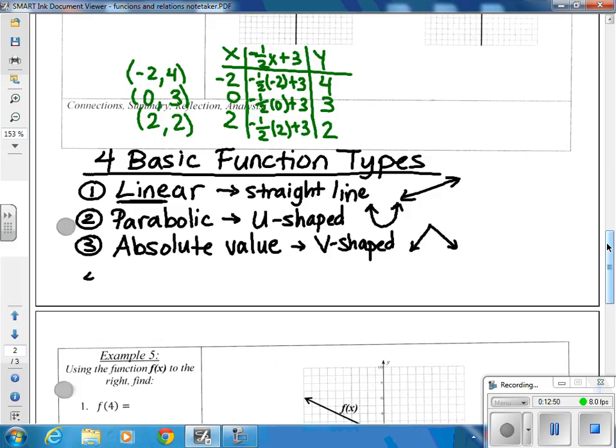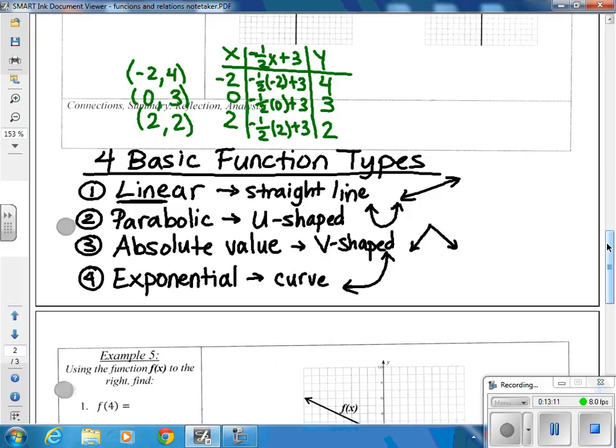Okay? And the fourth one, which we'll see second semester, are known as exponential functions. And these are your curves. They start pretty slow moving and slightly increase, and then all of a sudden they take a nosedive up or down, right, at an exponential increase or an exponential decrease. So they're a curve, right?